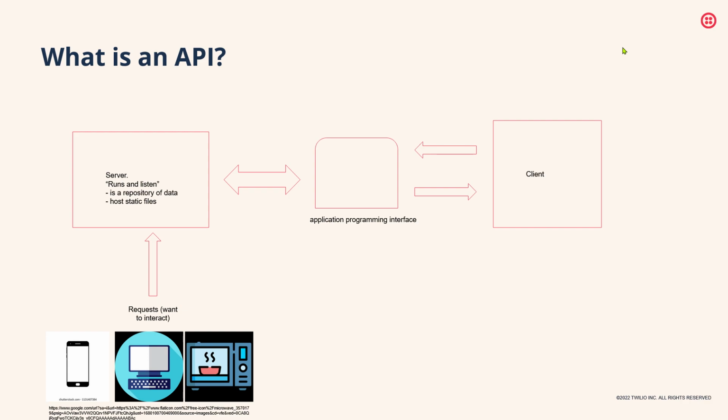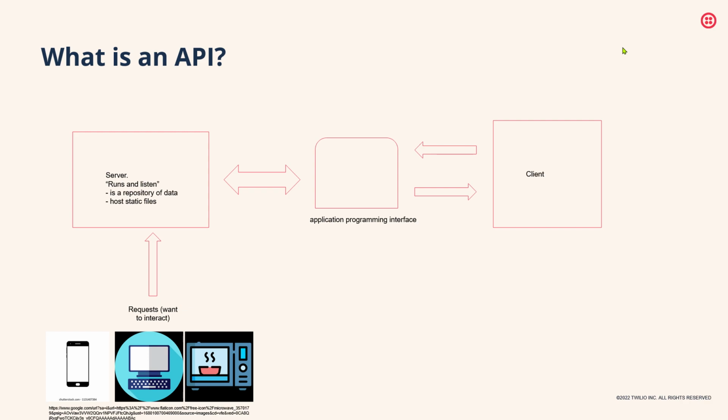As you can see below, we can have mobile phones, computers. With the Internet of Things, we can have even microwaves requesting information from the application that we established, sending requests to get or to retrieve the information, which is what we already implemented previously. So this application programming interface will be the intermediary.